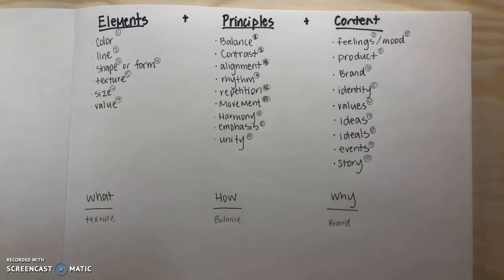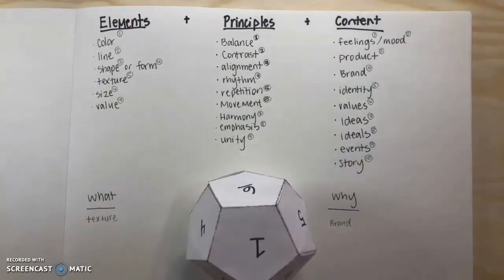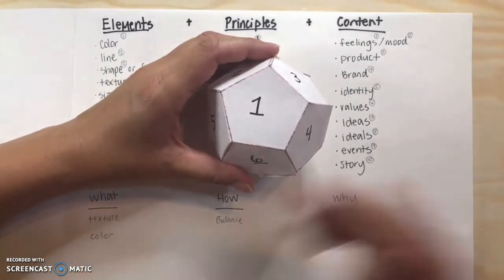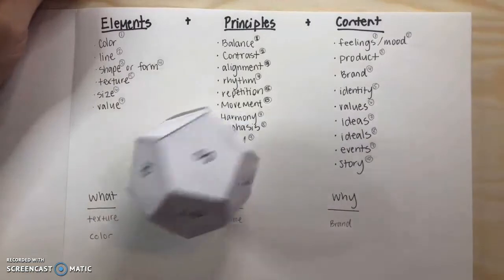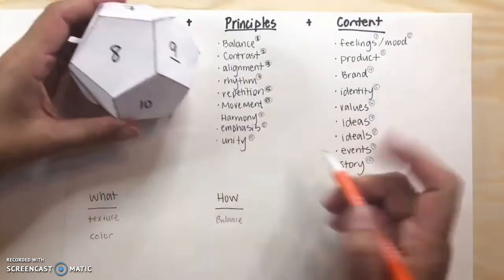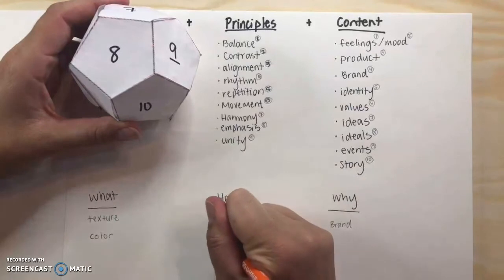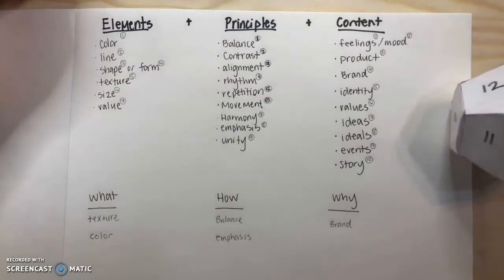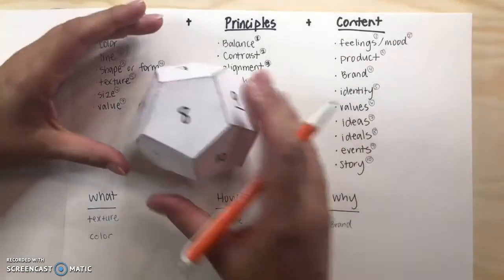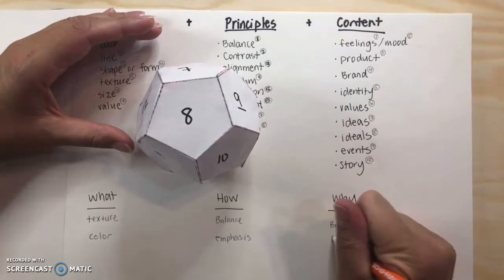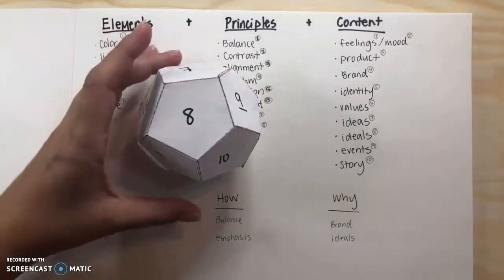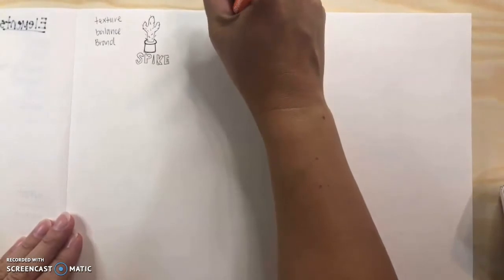All right, let's do it again. I'm going to find my next set of element, principle, and content. So in this case, I got color, emphasis, and ideals.